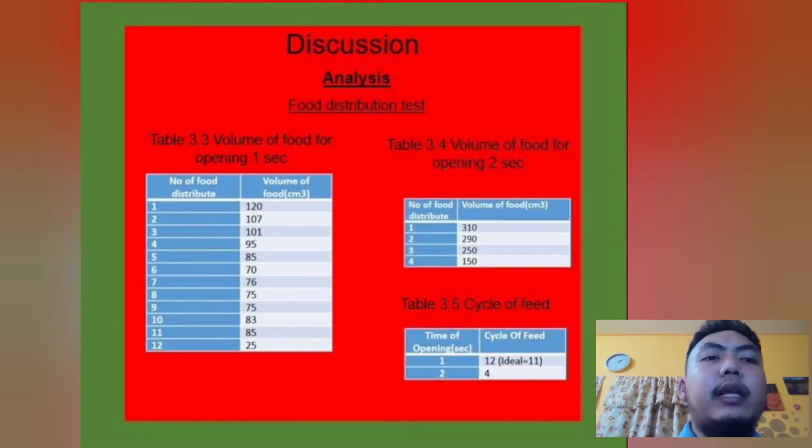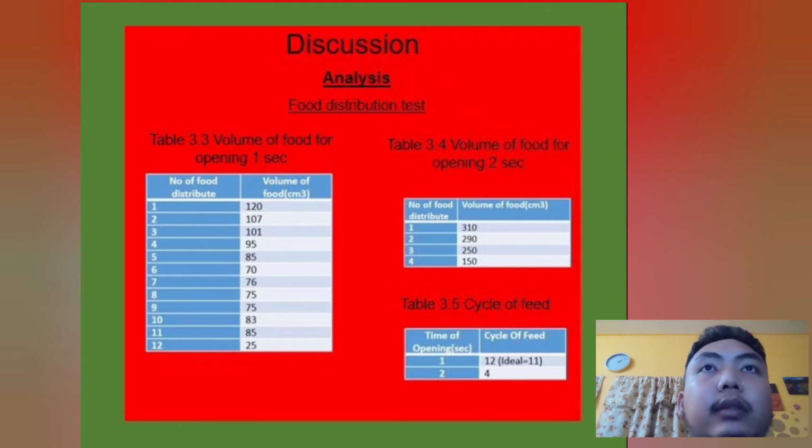The food distribution test function is to make sure how many times the food can be distributed in one day. How many times can it distribute? So I've divided it into two parts, which are the 1 second and also the 2 second.